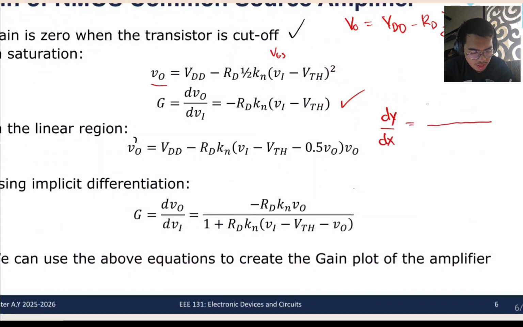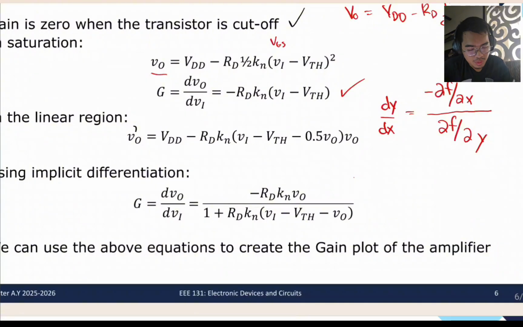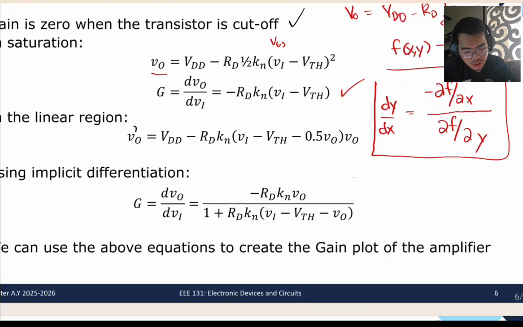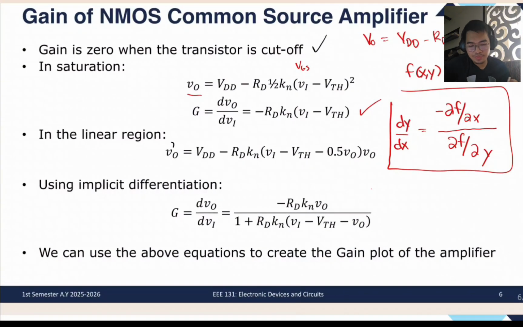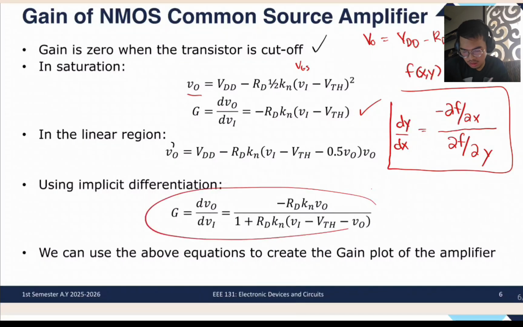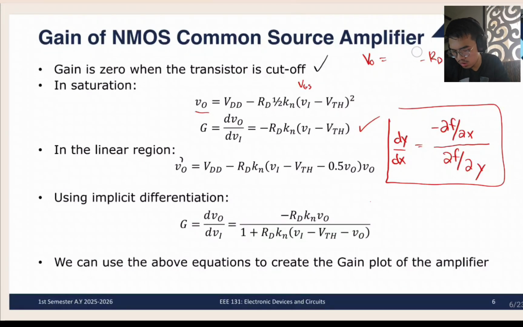The way you do that is that you just take the negative partial derivative of your function with respect to x, and then you divide that by the partial derivative of your function with respect to y. But the condition for you to use this is that you need your function to be in this form: a function of x and y that should be equal to a constant, or zero. Okay, so let's try to solve this one using this expression.